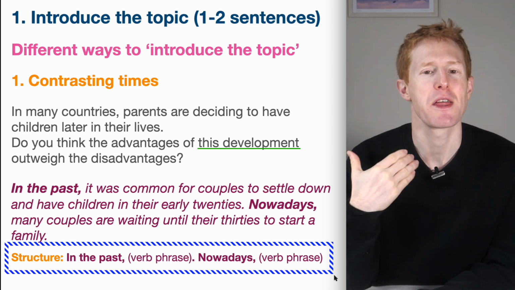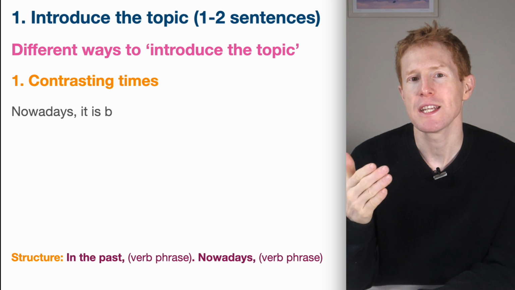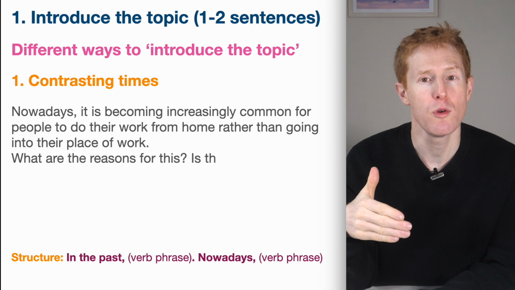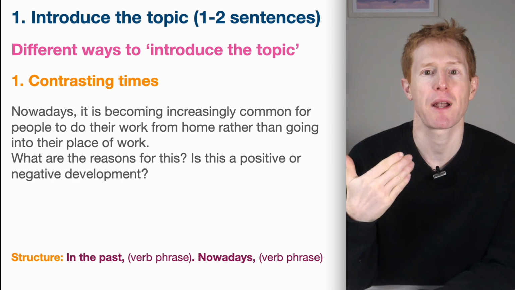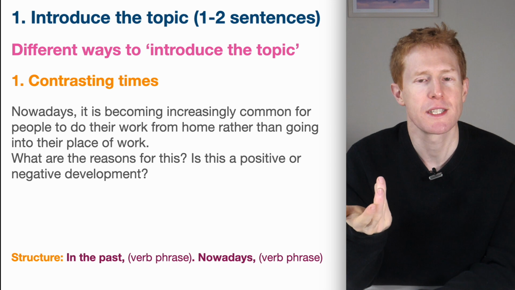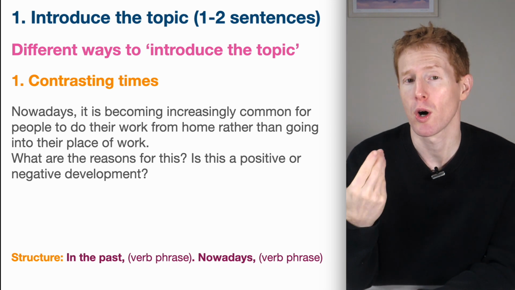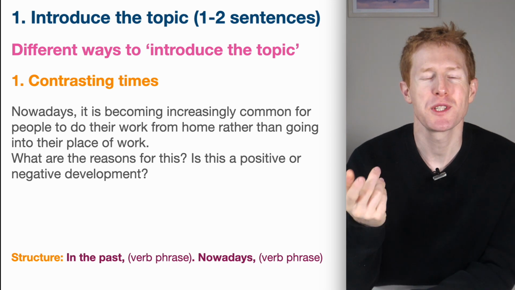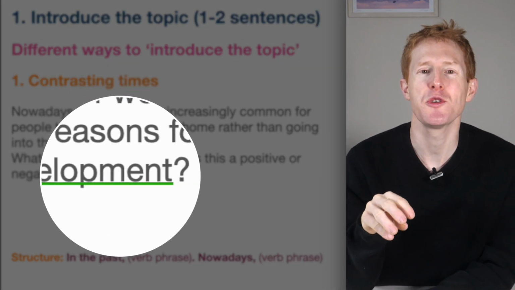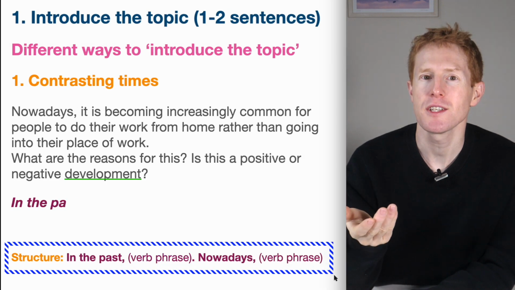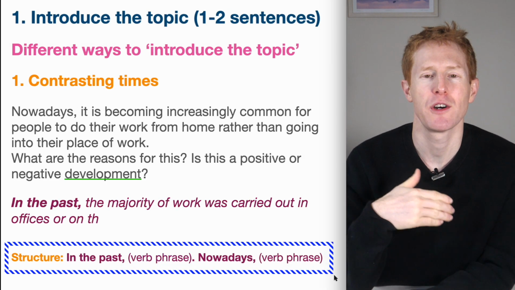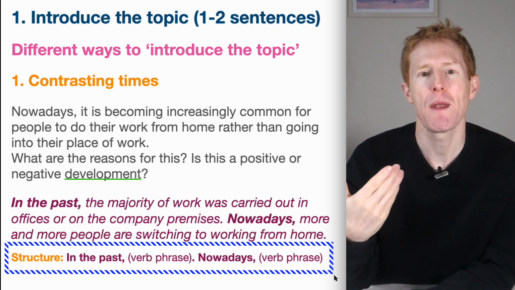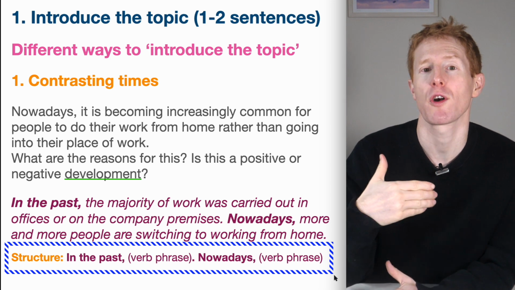Let's have a look at a third example. Nowadays, it is becoming increasingly common for people to do their work from home rather than going into their place of work. What are the reasons for this? Is this a positive or negative development? Okay, so we've spotted the word development. Let's use our template structure. In the past, the majority of work was carried out in offices or on the company premises. Nowadays, more and more people are switching to working from home.